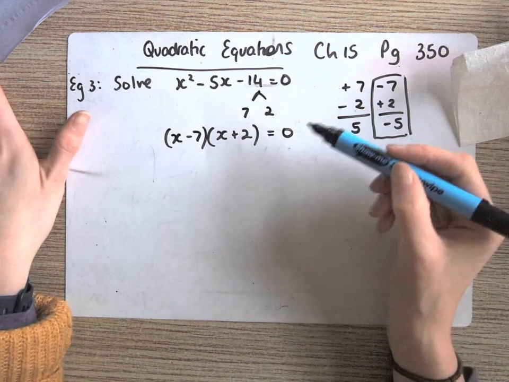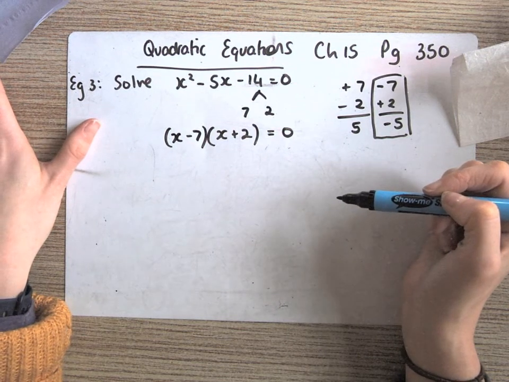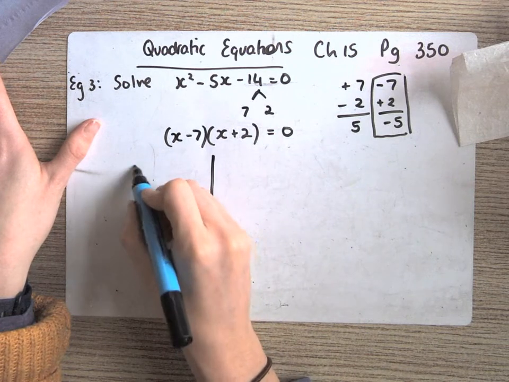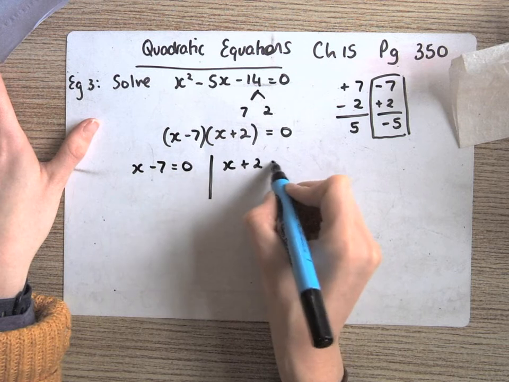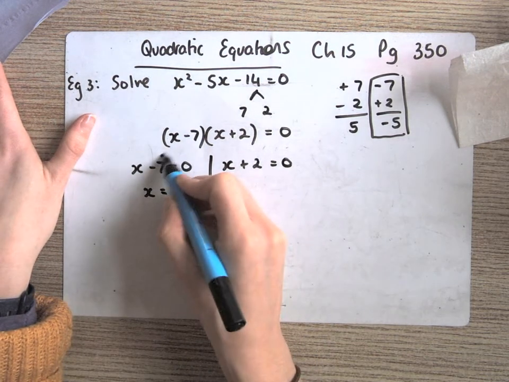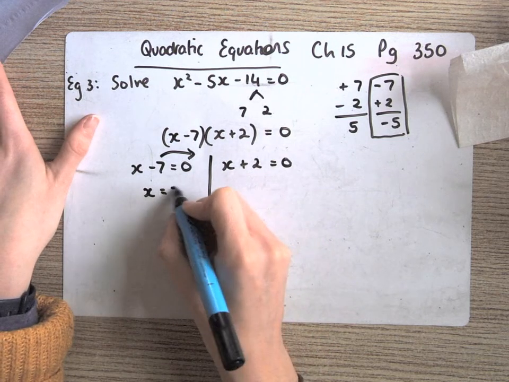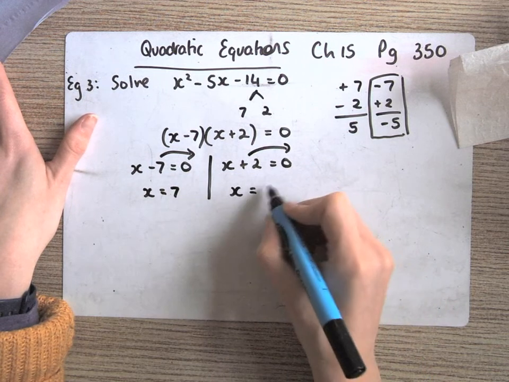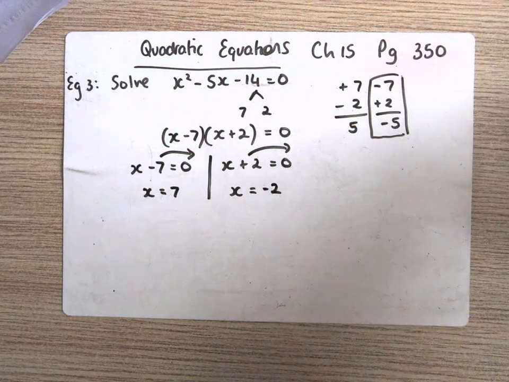Where do I go from here to solve this? Yeah, split your page. x minus 7 equals 0. x plus 2 equals 0. And then get x on its own. Minus 7 comes over, becomes plus 7. What's 0 plus 7? 7. And plus 2 comes over, becomes minus 2. 0 minus 2? Minus 2.